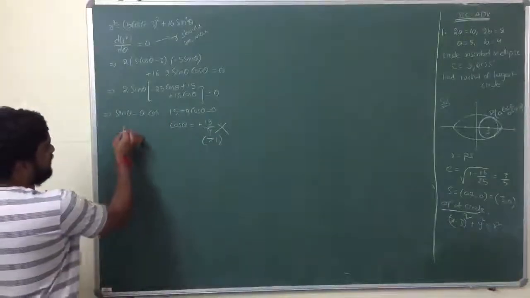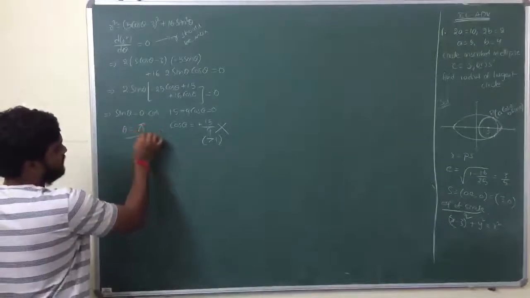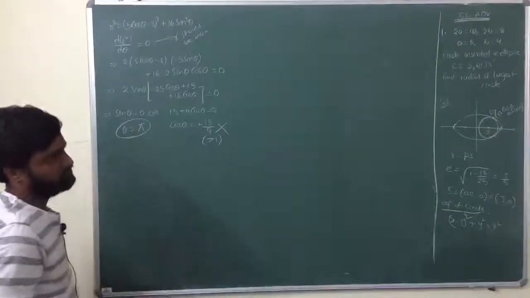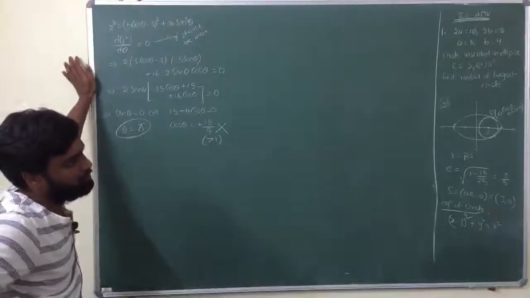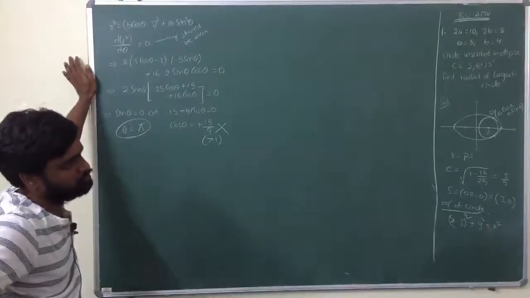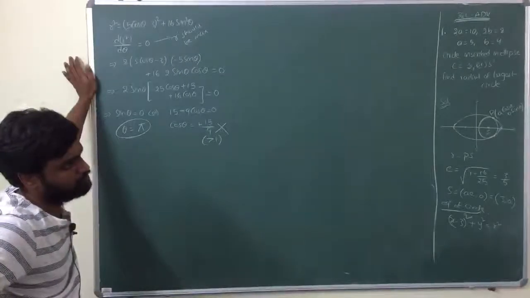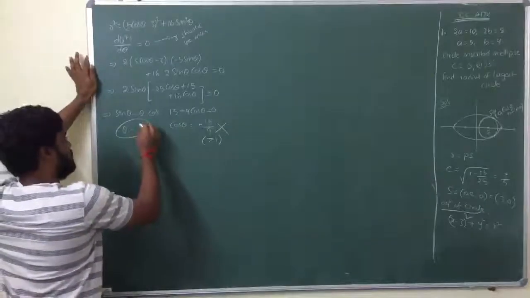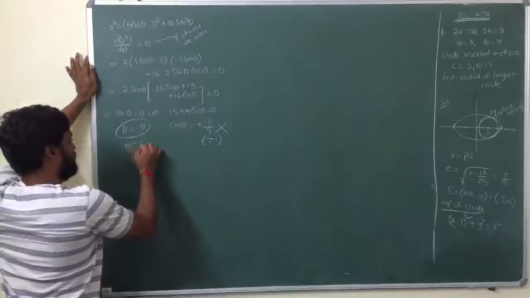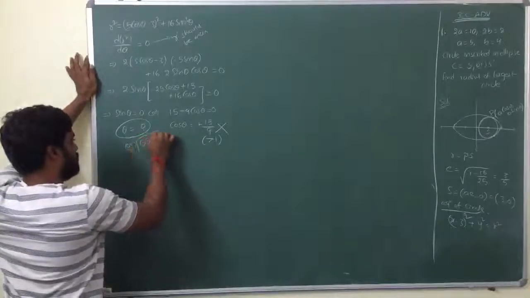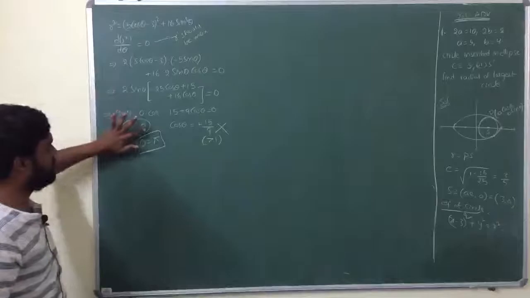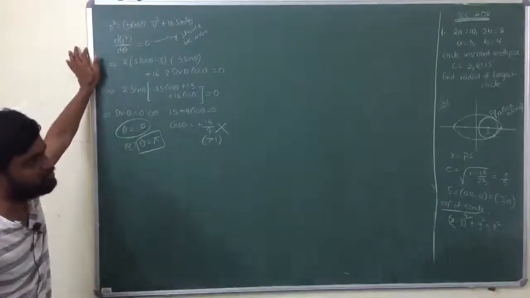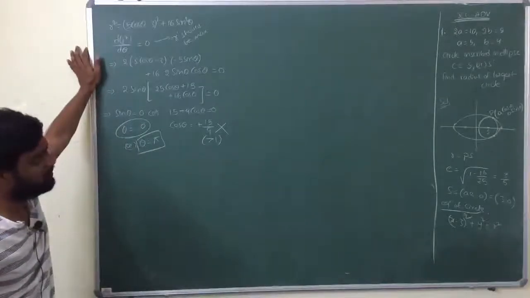Now coming to this, what is theta? Theta is 0 or theta is equal to pi. Is there any other option? Sin theta is 0 means theta should be 0 or theta should be equal to pi.